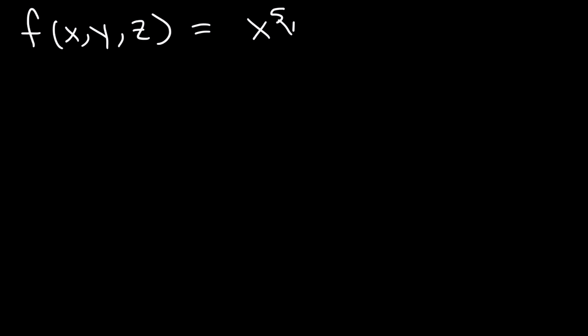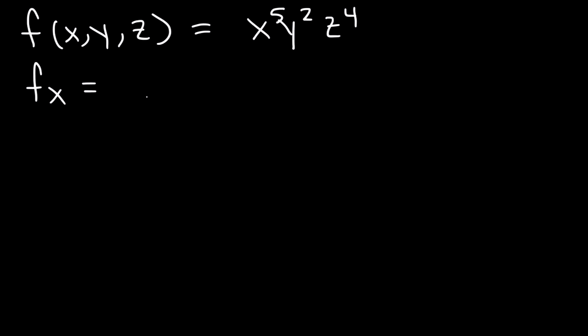Now sometimes you may have a function with 3 variables instead of 2. Let's say we have f of x, y, and z, and it's equal to x to the fifth, y squared, z to the fourth. Now let's find the first 3 partial derivatives with respect to x, y, and z. So what is the partial derivative with respect to x? Now the rules are the same. We're going to treat x as the variable, and every other variable we're going to treat as a constant.